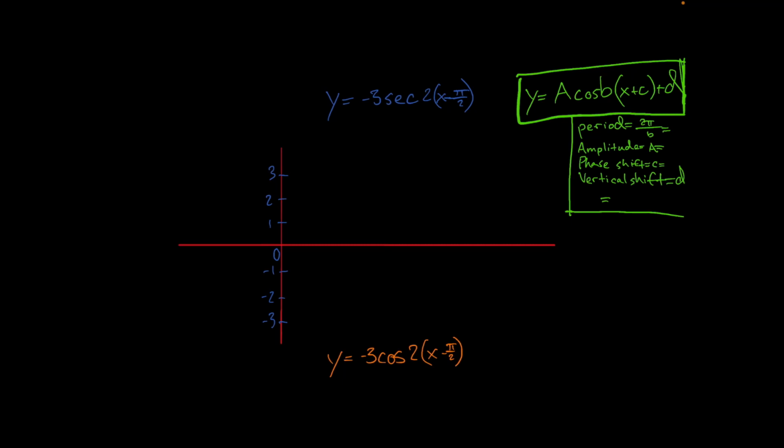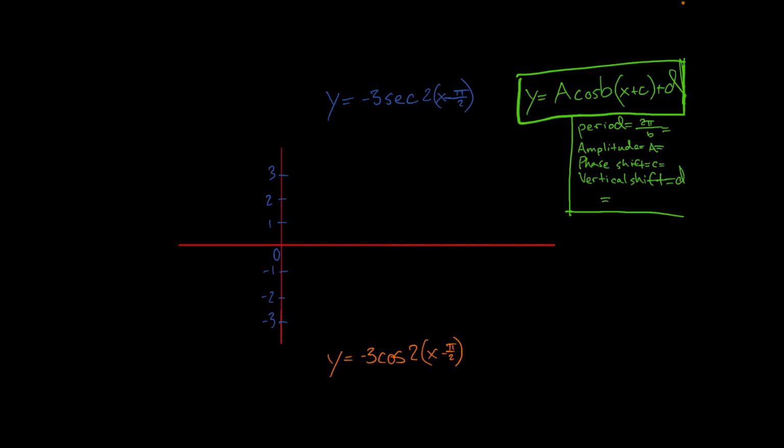Now let's try and graph y equals -3 times the secant of 2 times x minus pi over 2. Well, first, we have to graph y equals -3 times the cosine of 2 times x minus pi over 2. Alright, now what's the period?